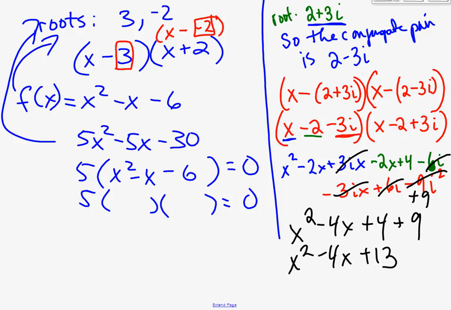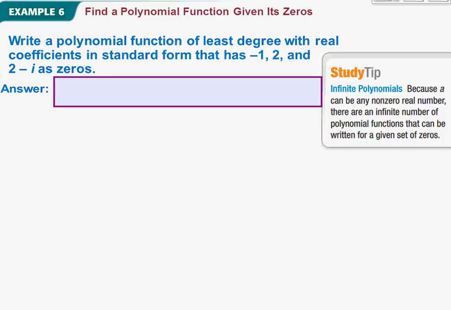Descartes' rule of signs, how many sign changes? 2. So there's 2 or 0 positive real roots. And how many, well, we won't even go into the negative, but we could use some of our other things.